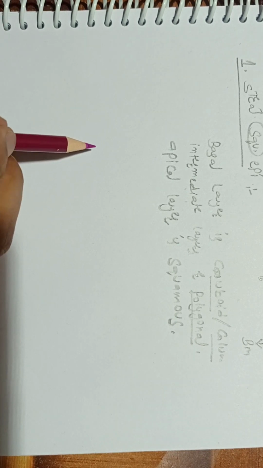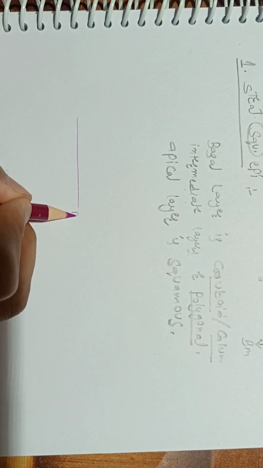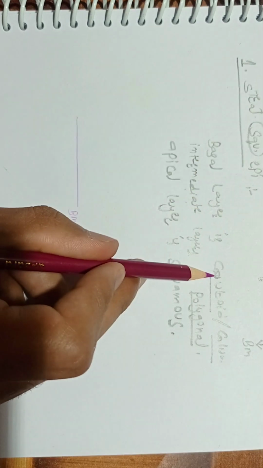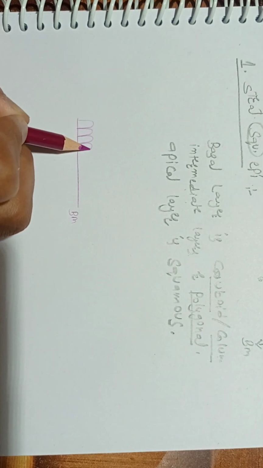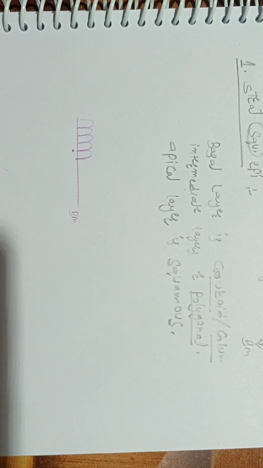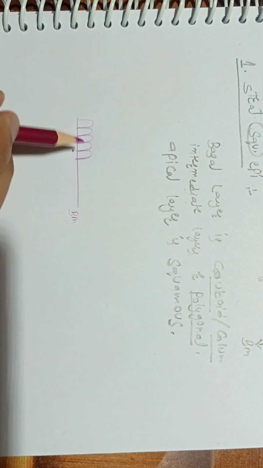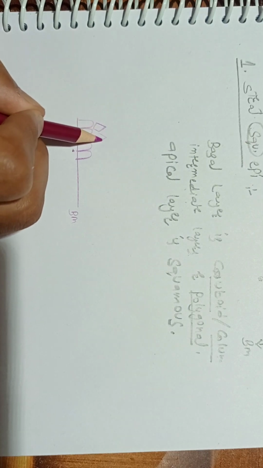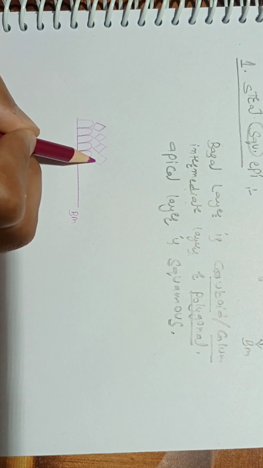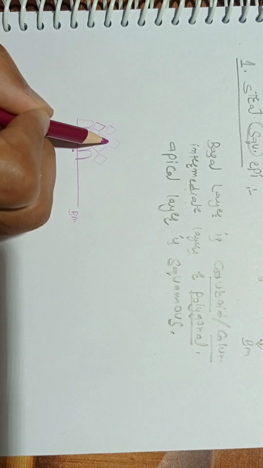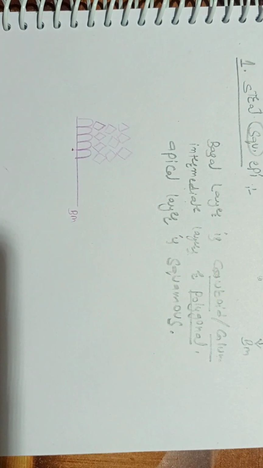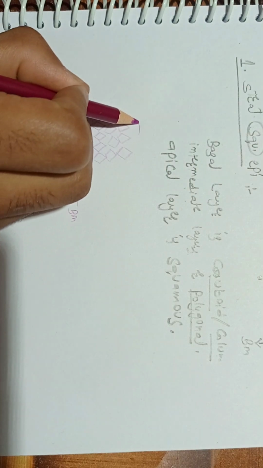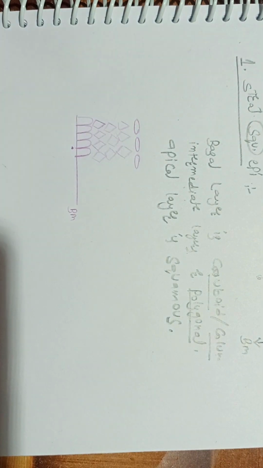First we will draw the basal layer which is resting on the basement membrane. So this is the basement membrane. What is the basal layer? The basal layer is cuboidal or columnar. So here I drew columnar cells. Now the intermediate layers are polygonal, so we draw the intermediate layers, these polygonal cells. Now we will talk about its apical layer. The apical layer is squamous. These are the squamous layer.